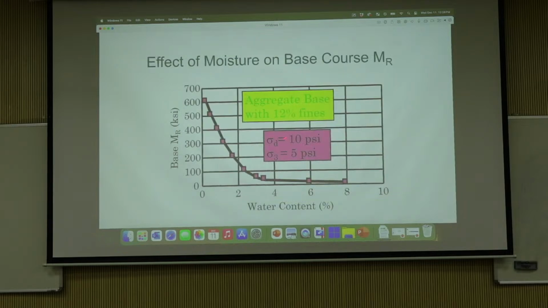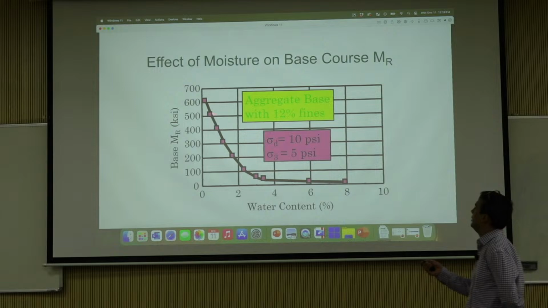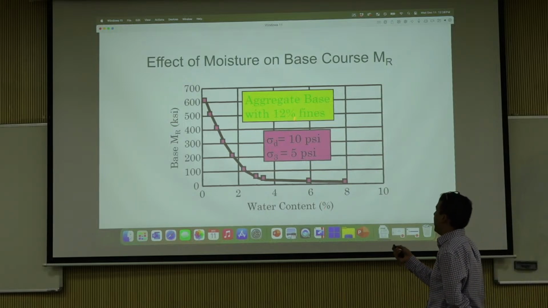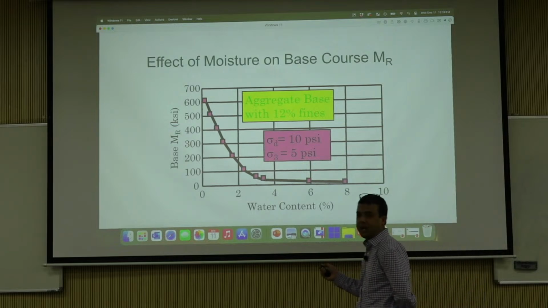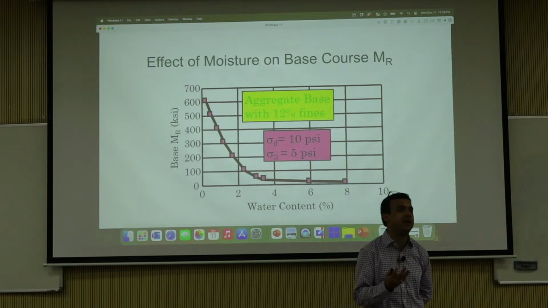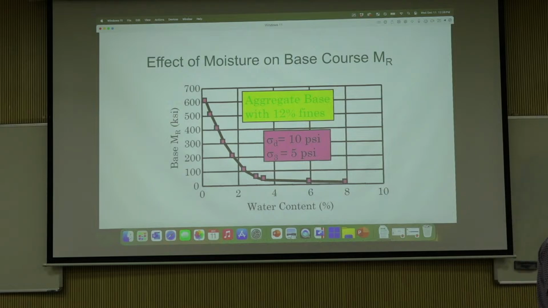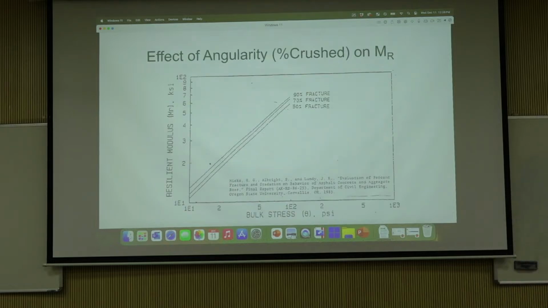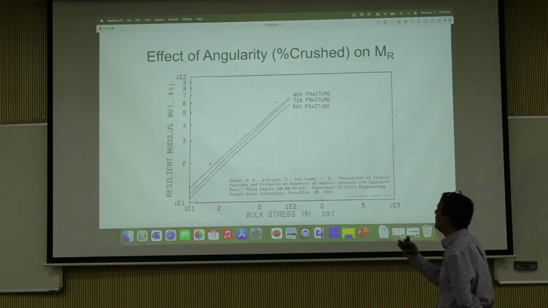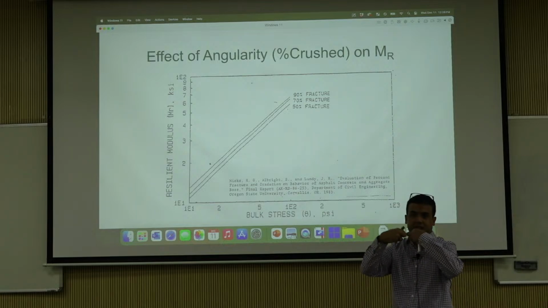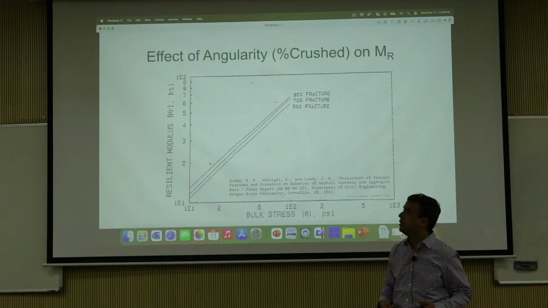Okay, so this is actually from one of our studies at Illinois. As water content increases, aggregate base with 12% fines starts collapsing and stuff. So you have to really pay attention to moisture content. Moisture is the biggest enemy for your unbound materials. Okay, angularity, as the percent fracture faces increase, your resilient modulus increases. Angular material interacts much better and stuff like that.